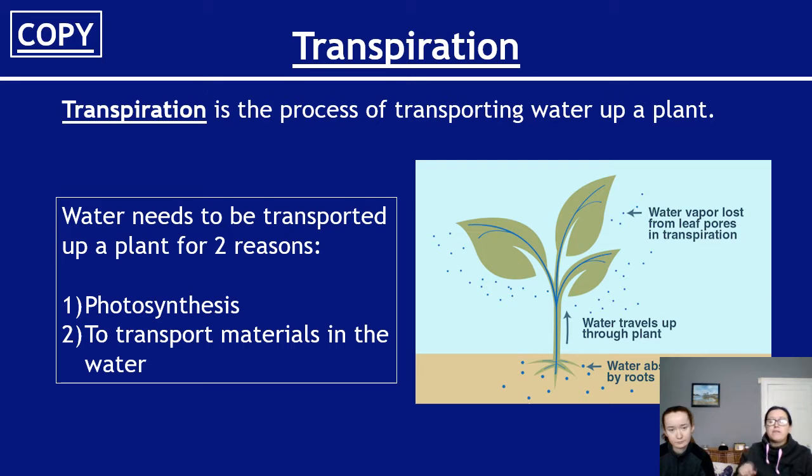Number one, for photosynthesis. Photosynthesis happens in the leaves, okay, and it needs water as a raw material. You'll learn about that when we look at the Life on Earth unit, unit 3 later on, but water is one of the raw materials for photosynthesis. And for the second, to transport materials in the water. Water is not just water, it's also minerals and the odd vitamin and the odd bit of nitrate. And the idea is the plant needs these things, so it gets carried in the water up through the plant.